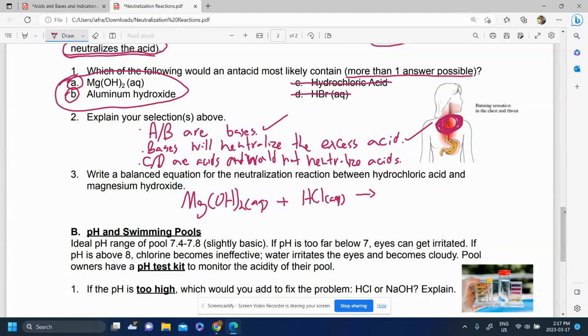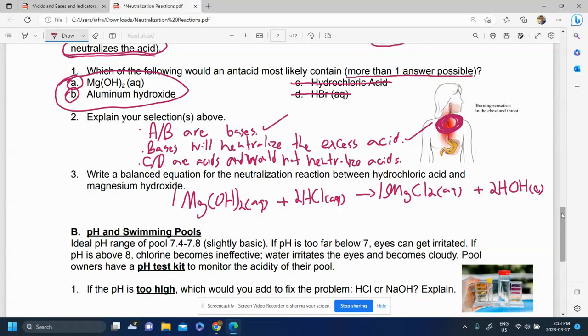And that's going to produce some, let's see, magnesium goes where the H was, so MgCl2 plus some water. HOH or H2O, whatever way you want to write it to make it easier to balance. I think I need to put a 2 here, a 2 here, a 1 there, and a 1 there. And now we're balanced. And there's what's happening when you take the antacid tablet.